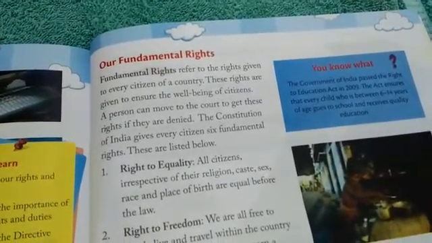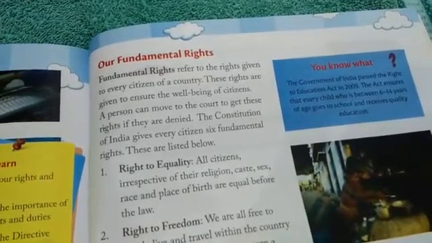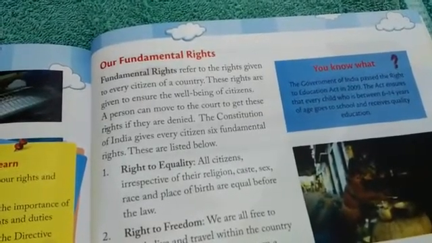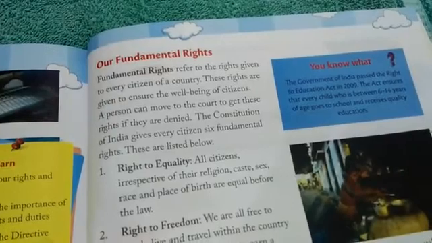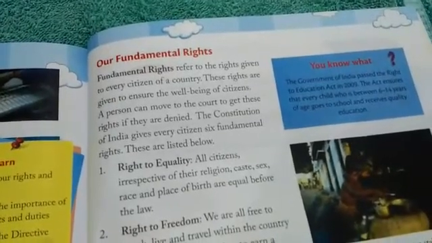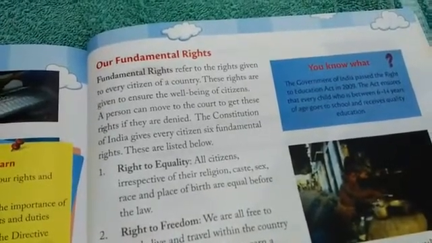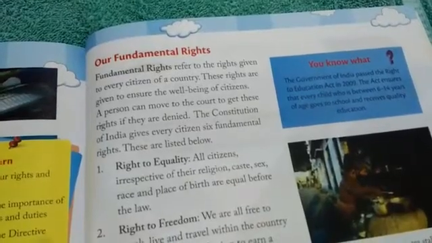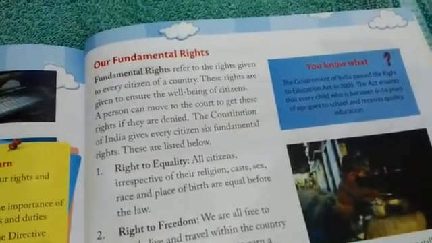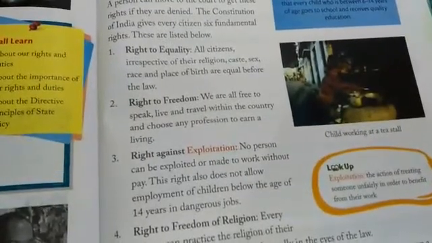A person can move to the court to get these rights if they are denied. The Constitution of India gives every citizen 6 fundamental rights. So, if a person is denied this right, he or she can go to the court, and we have 6 fundamental rights which the Constitution has given us. Let's see them. Number 1, right to equality.